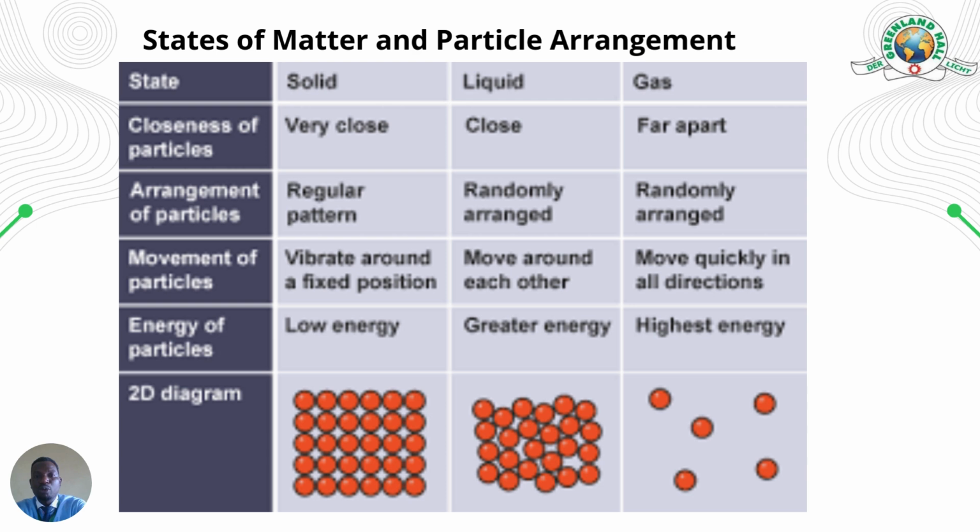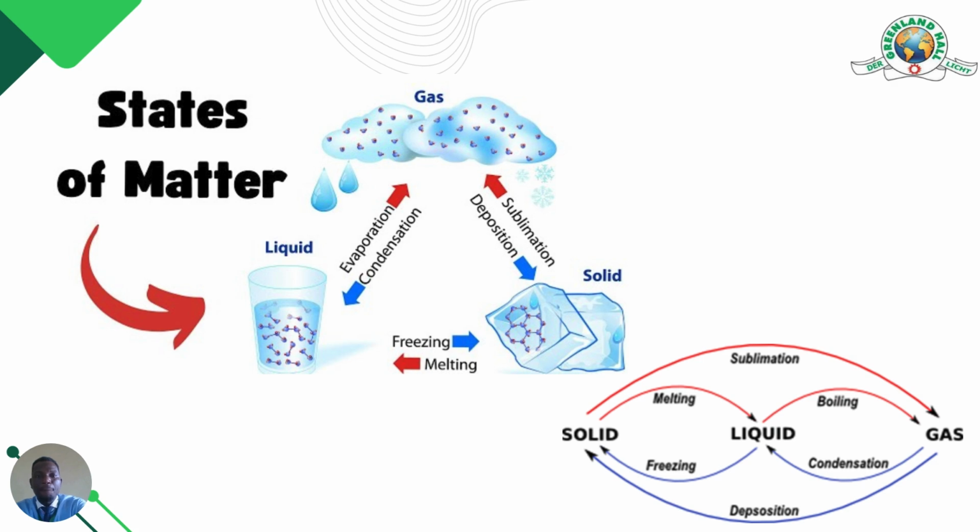The same thing happens to gas. They move quickly in all directions. They can move about because the space between them is very large. Then the energy of the particles. Since in solids they are well packed together, they can't move, so they have low energy. For liquid, the energy is more than that of the solid, and in gas, the energy is much more than in the first two.